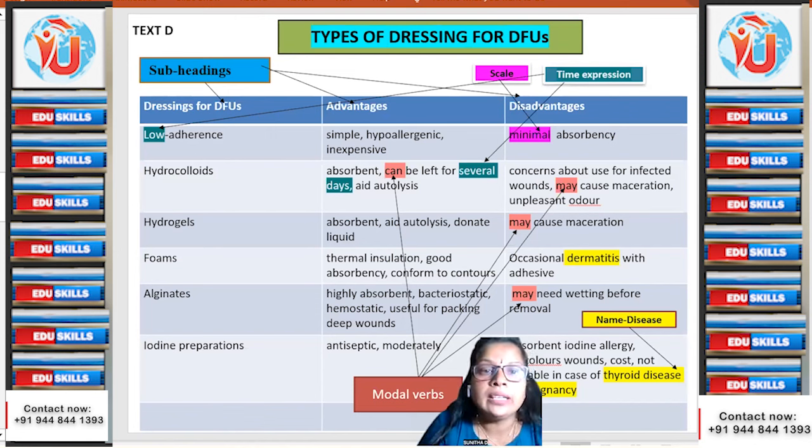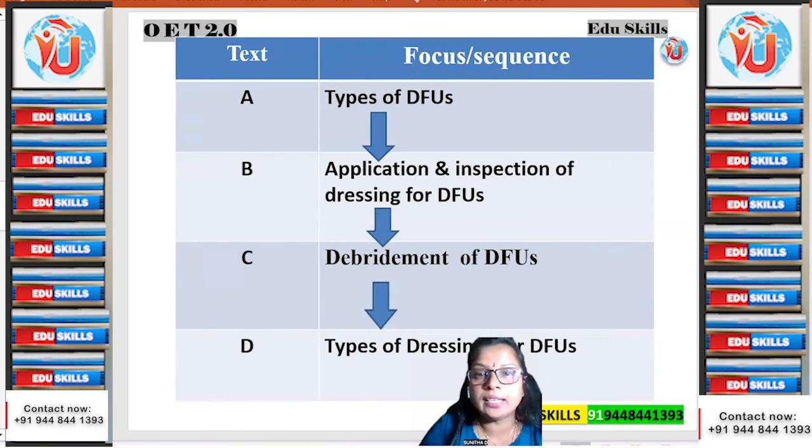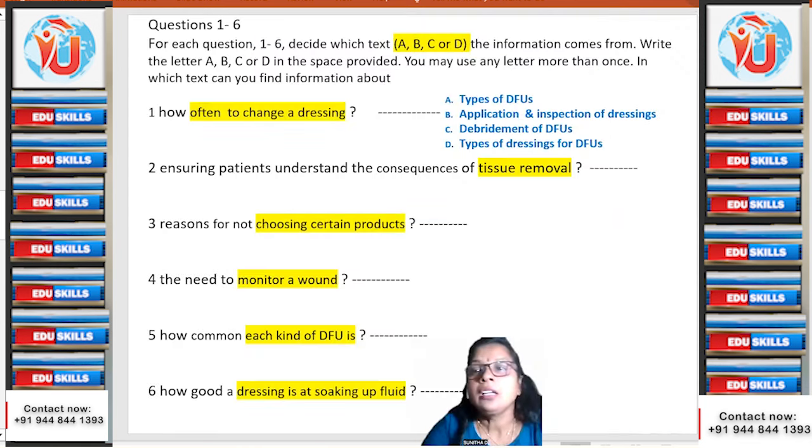Here the subject is dressings for DFUs. Then, what are the advantages and disadvantages? In the first line, "low adherence and minimal absorbency", "minimal" is a scale. Again, we can skim the text. "Can" is there, a modal verb. Then "several days" is a time expression. Next, under disadvantages, "may". Those are all modal verbs. "Dermatitis" is the name of a disease, and "thyroiditis" or "pregnancy" is the name of a disease or condition. So all these things we can highlight or underline. Now you know the sequence: type of DFUs, application and inspection of dressings for DFUs, debridement of DFUs, and type of dressings for DFUs. So we can go for the questions.